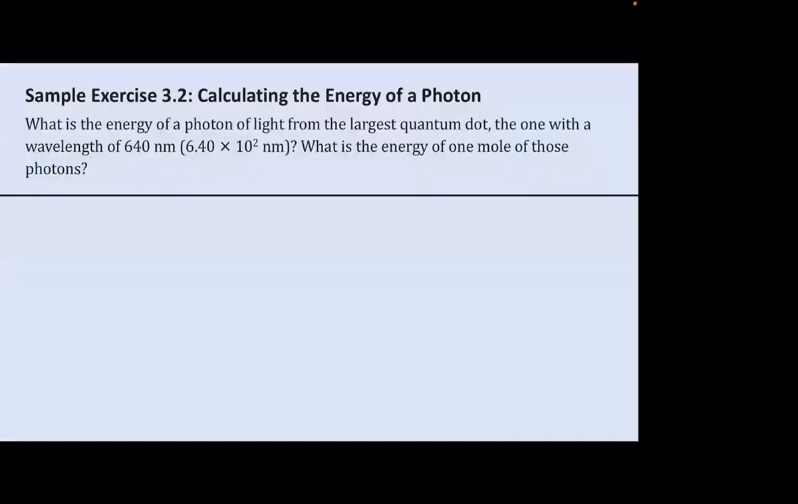All right, let's do a basic calculation, something more mundane. We'll need calculators out because I didn't solve this ahead of time. What is the energy of a photon of light from the largest quantum dot, the one with the wavelength of 640 nanometers, straight from your book, and the energy of 1 mole of those photons? Okay, so right off the bat, we see energy of a photon.